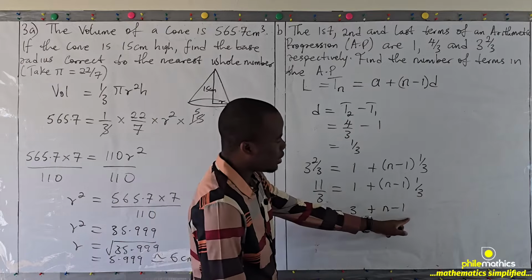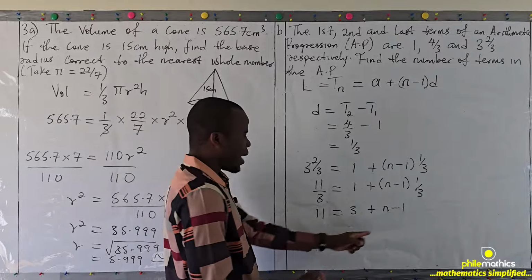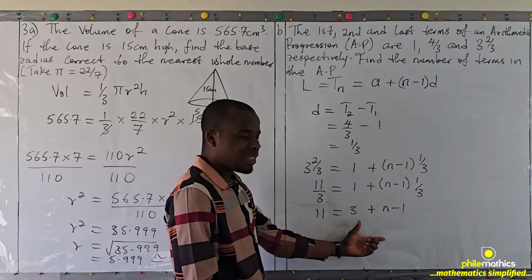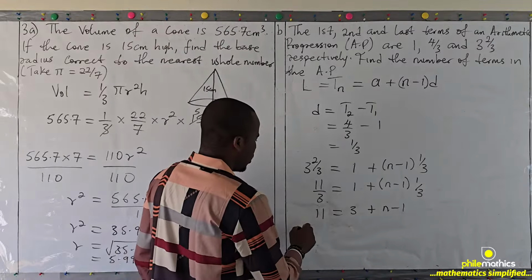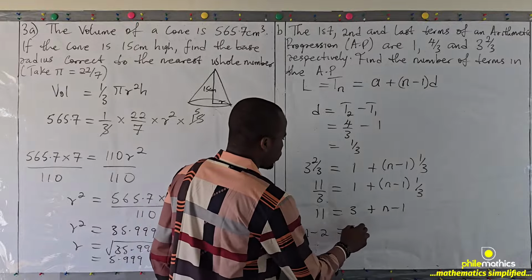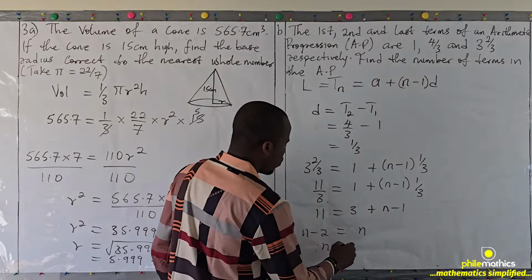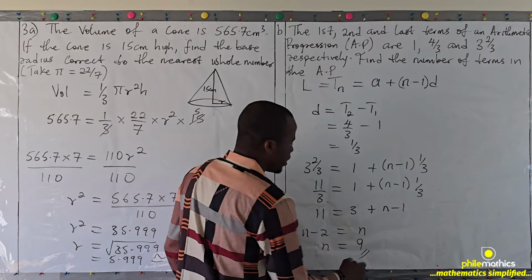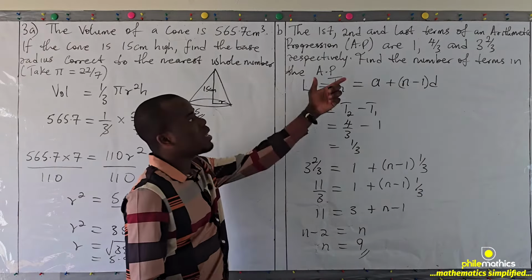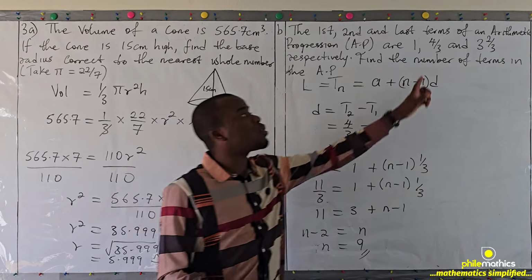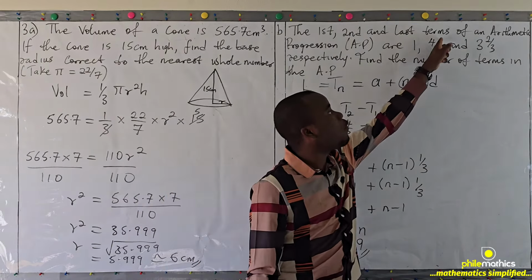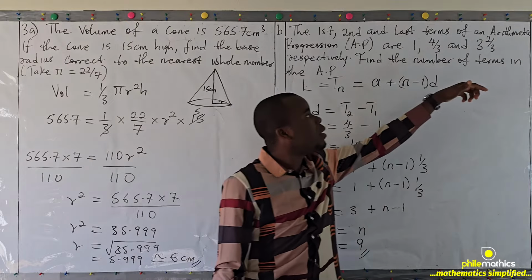3 minus 1 is 2. I can subtract 2 from both sides, so it will be 11 minus 2 equals n. So the n I'm looking for is simply 9. There are 9 terms in this arithmetic progression, with first term 1, second term 4/3, and last term 3 whole number 2/3.